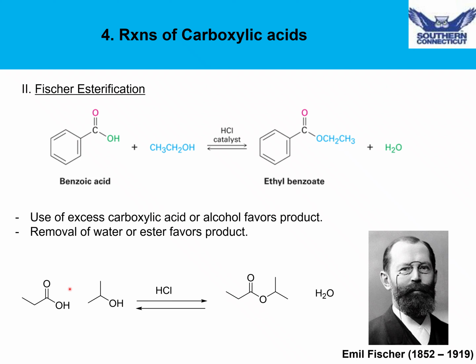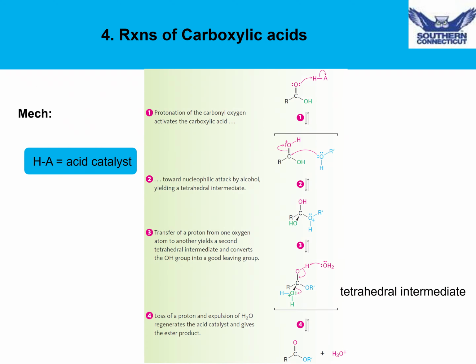Here's another example with propanoic acid and isopropanol. If we use HCl as a catalyst, we can make an ester, which is shown here, plus a water molecule. Here's the mechanism for the Fischer esterification reaction. It starts off with a carboxylic acid being protonated by HCl or other acid catalysts.